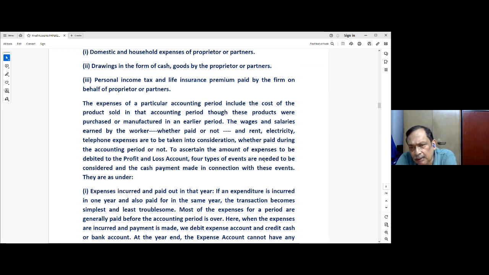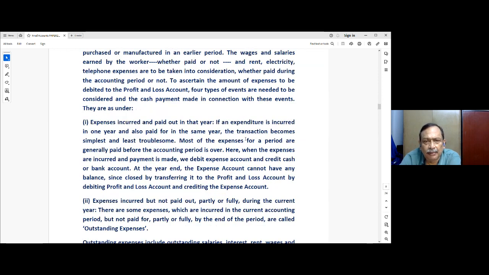To ascertain the amount of expenses to be debited to the profit and loss account, four types of events need to be considered, and the cash payment made in connection with these events. They are as under. Number one, expenses incurred and paid out in that year.